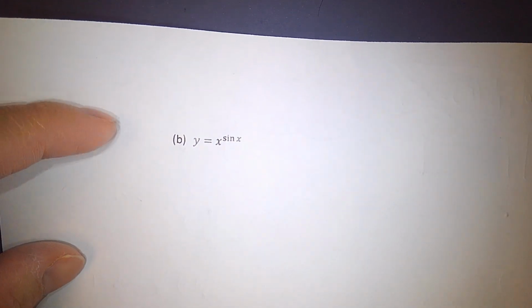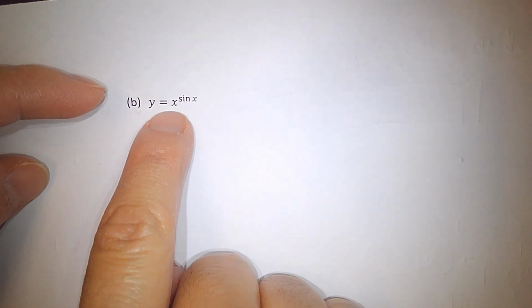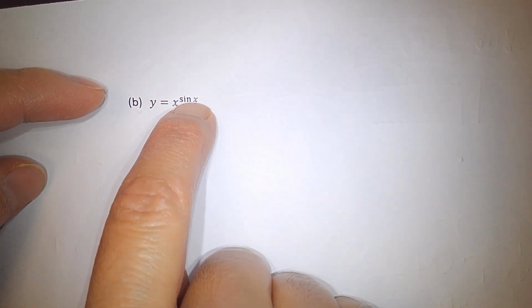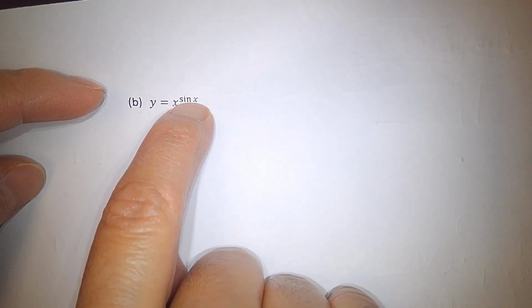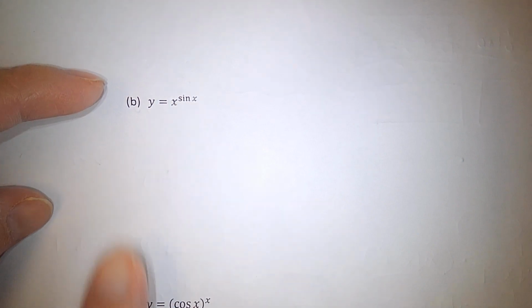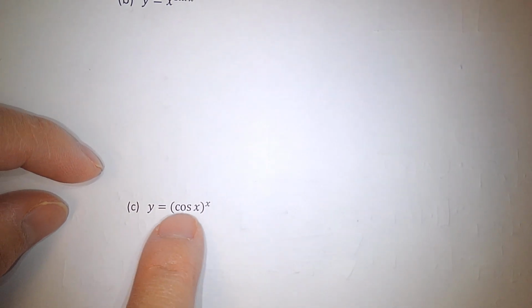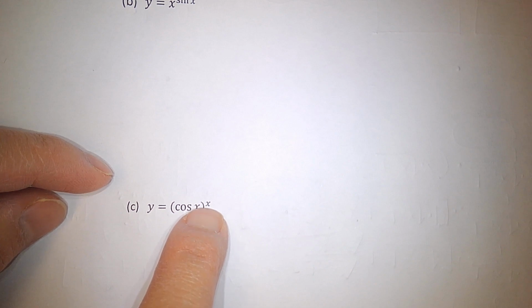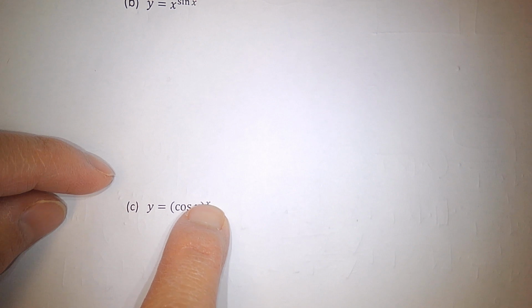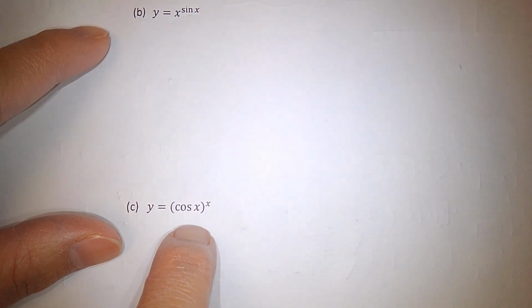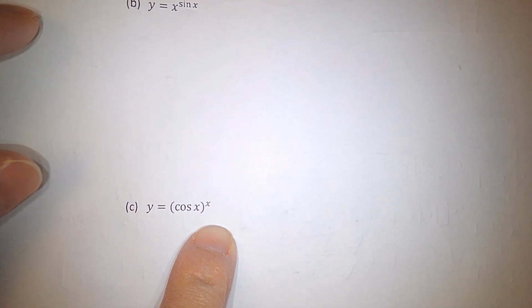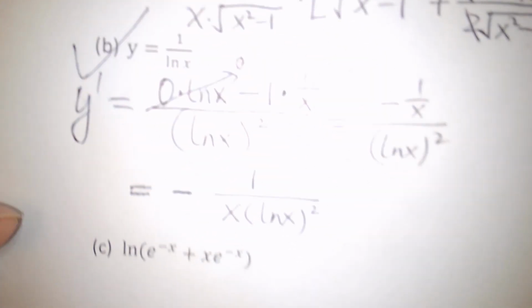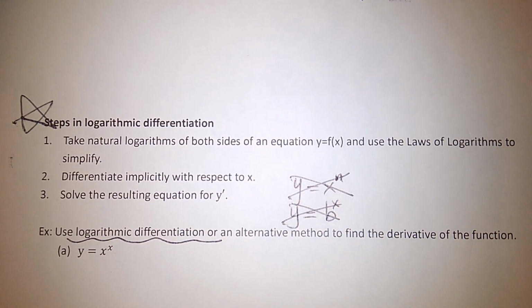Or questions look like this. You see, y equals x to the sin of x power. On the base we have variable x. On the exponent we have what? Sin of x, which is a function of x. See, y equals cosine of x to the x power. Cosine x is a function of x. The exponent is also what? x. So for this type of function, how to find the derivative? We use log differentiation. So we have 1, 2, 3 steps.